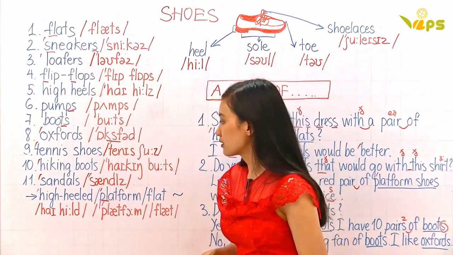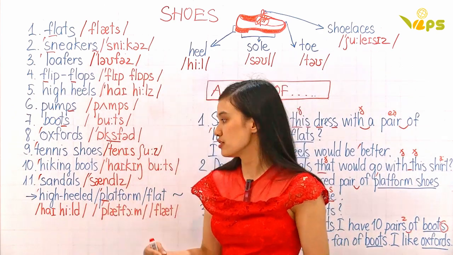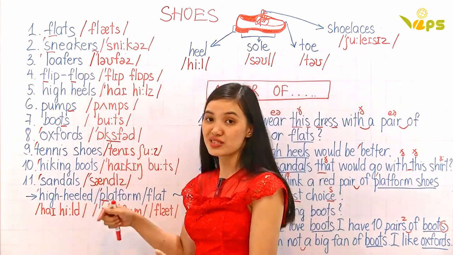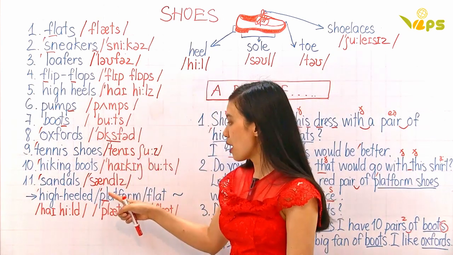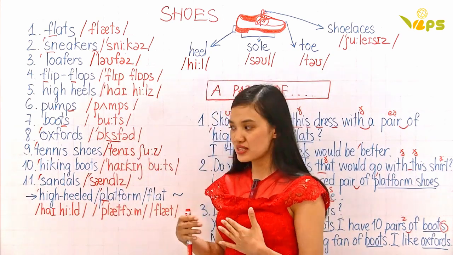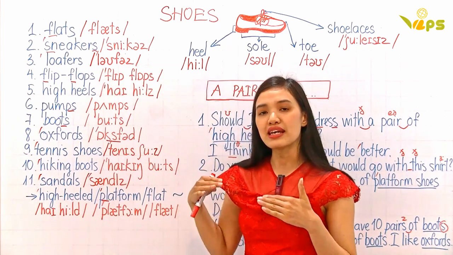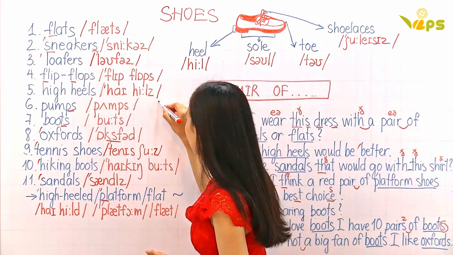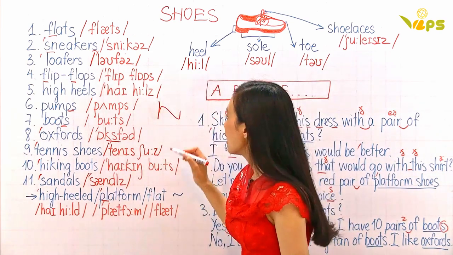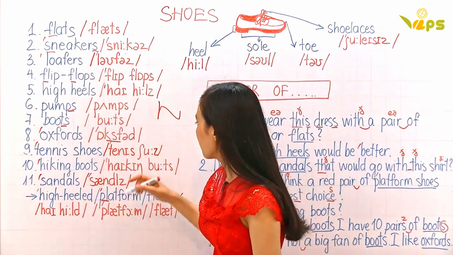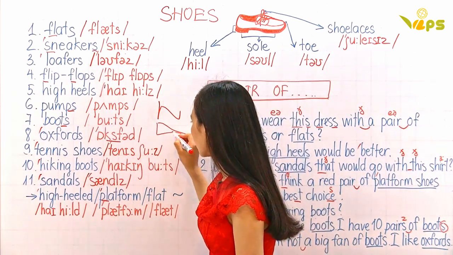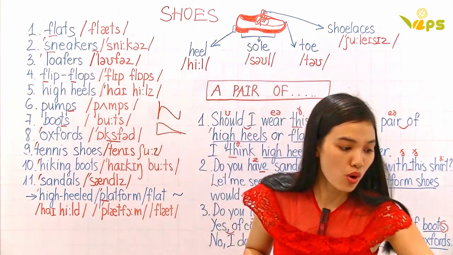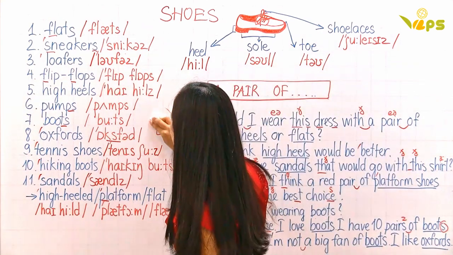Now, for sandals, you can say high-heeled sandals. That means the sandals with high heels. Or you can say platform sandals. Platform sandals, okay, the heel is high and thick. The high heel is like this, okay? The platform is just like this, very thick. So we have platform.